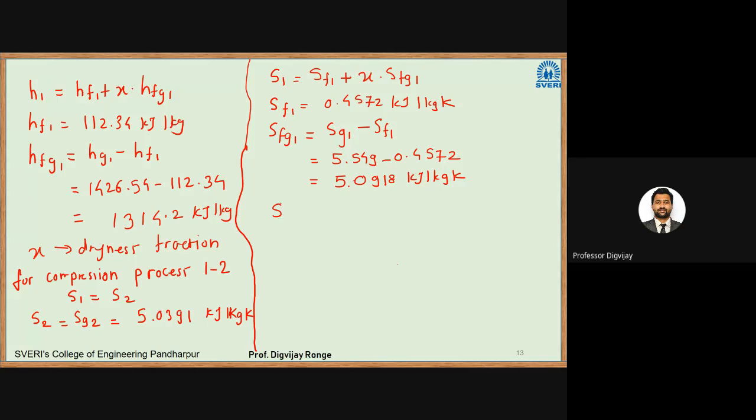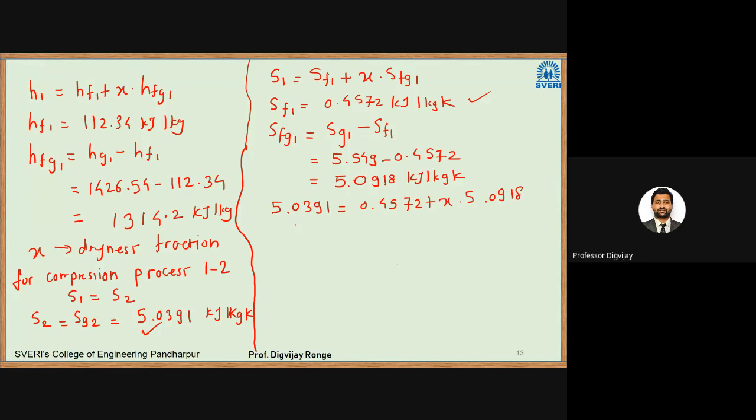So yes, I just have to put these values there. S1 we have calculated here, that will be equal to S2. So 5.0391 equal to SF1, it is 0.4572 plus X into 5.0918. So from this equation, you have to calculate the X.